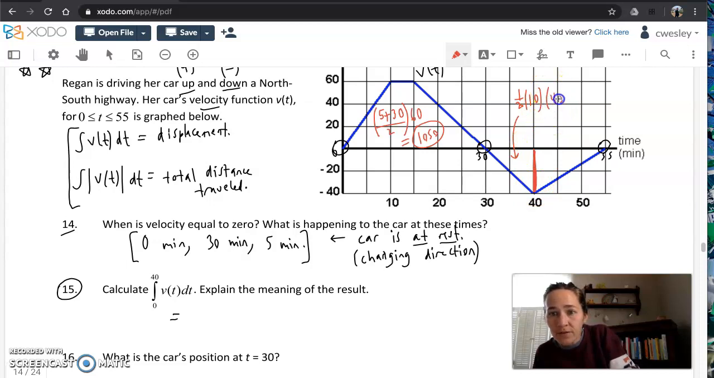And it is negative. We're going to consider this area to be negative. And 1/2 times 10 times 40 gives you 200 below the x-axis. While you're at it, you might want to fill this in, since another question is going to be asking you all the way to 55 minutes.